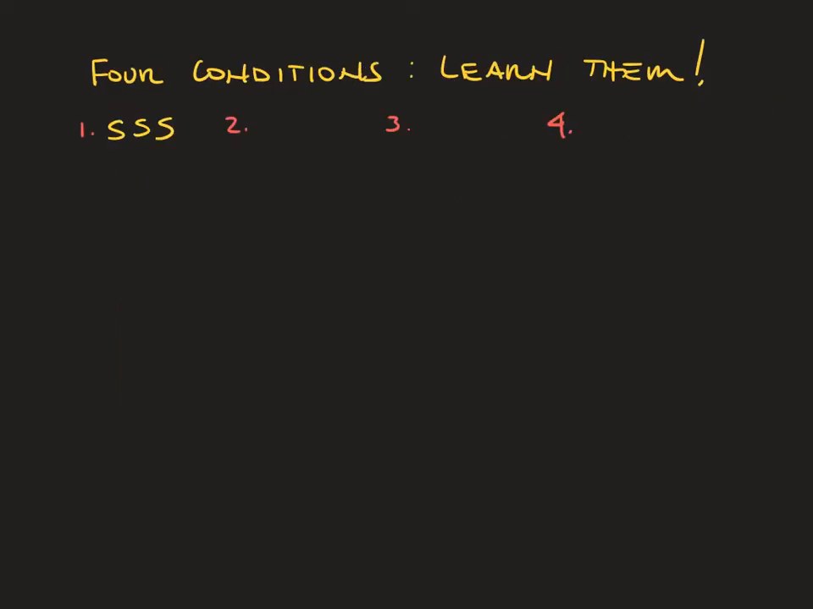So to recap, there are 4 conditions to prove triangles congruent, and you need to memorize them so you can look for these parts and try to prove triangles congruent. The first one is side, side, side congruence, or SSS. Then we have side, angle, side, or SAS. Angle, side, angle congruence. And right-angled triangle, hypotenuse, and side congruence.